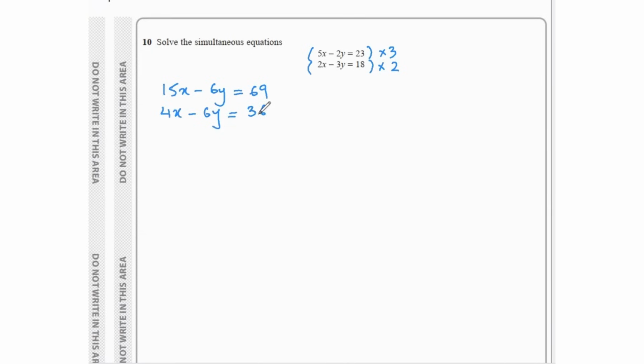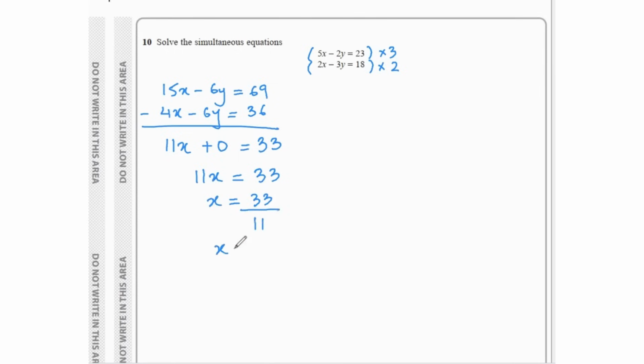To eliminate y, next what we need to check is whether they have the same signs or different signs. Since both the 6y have the same signs, we will subtract the equations to eliminate them. So when you subtract them, it's going to be 15x minus 4x, which is 11x. Negative 6y minus negative 6y is 0. 69 minus 36 is 33. So 11x equals 33. x equals 33 divided by 11, which is 3.